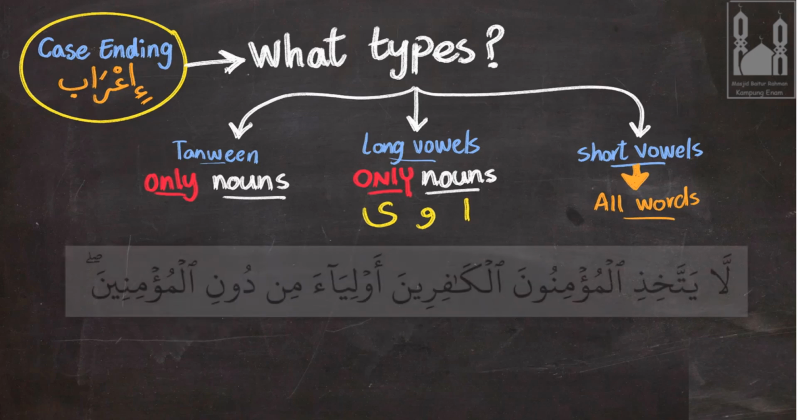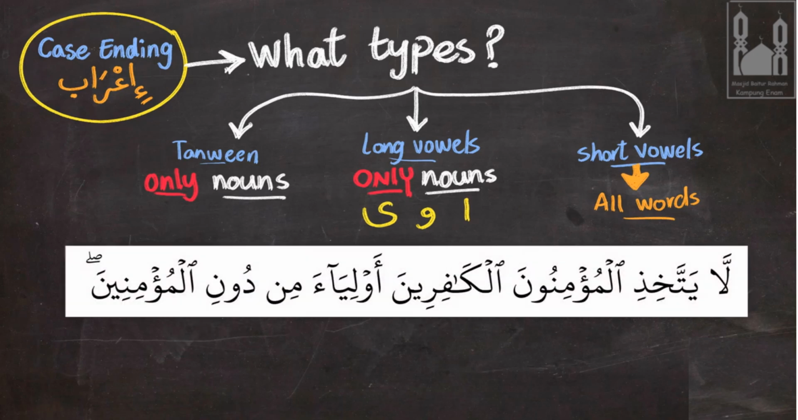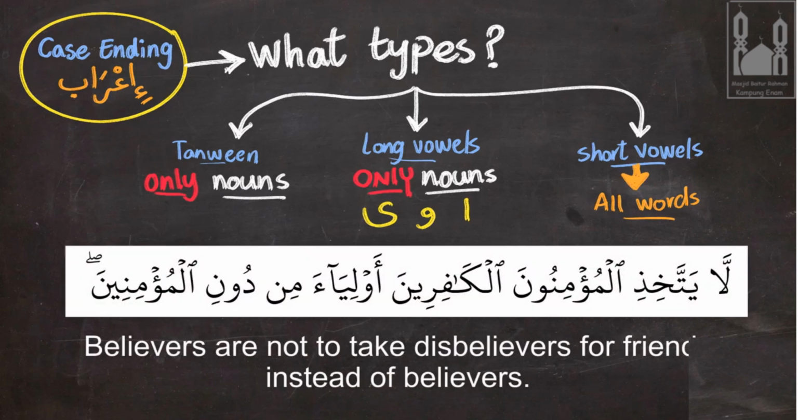Like in this example, لا يتخذ المؤمنون الكافرين أولياء من دون المؤمنين. Here we see that the word al-mu'minun and al-mu'minin were used in the same sentence in two different variations because they have different functions.